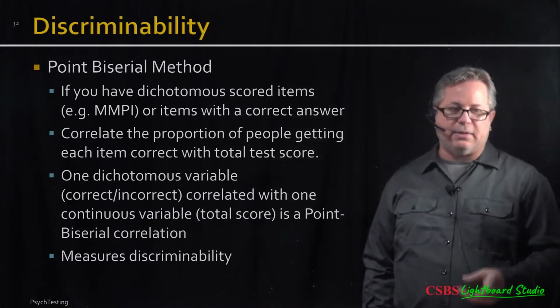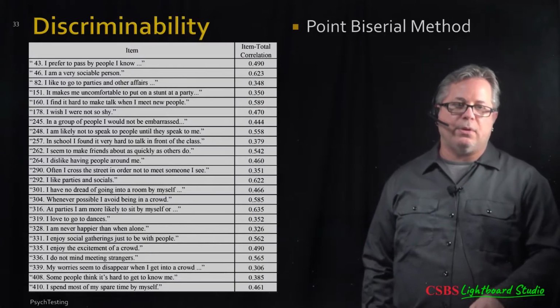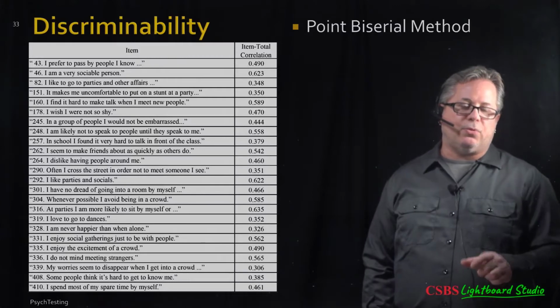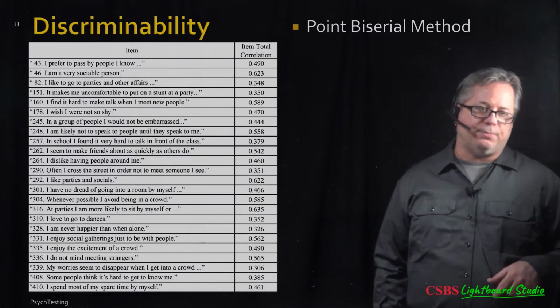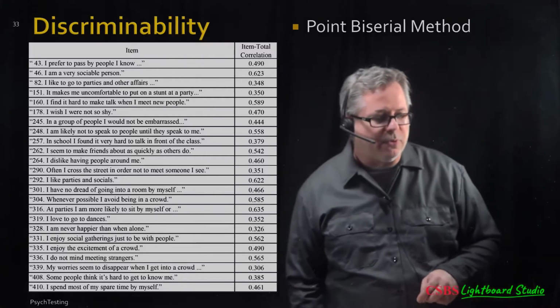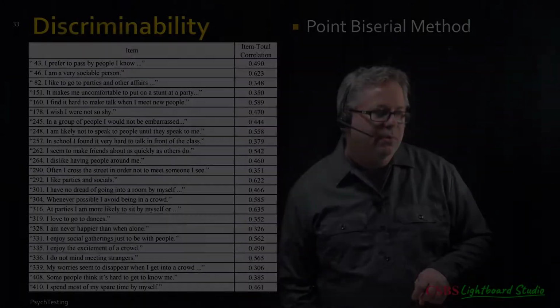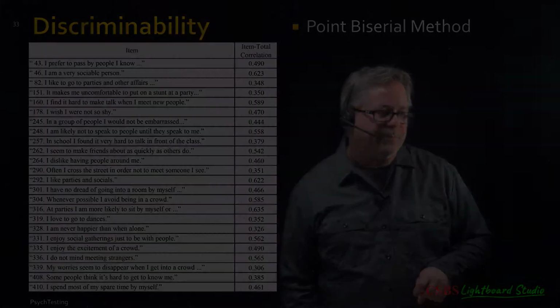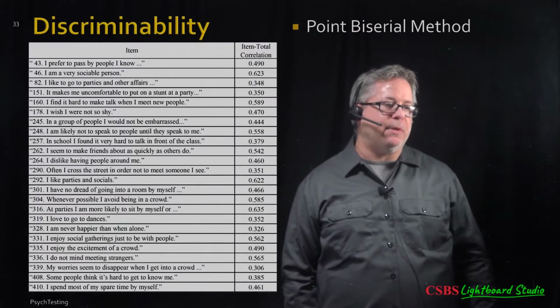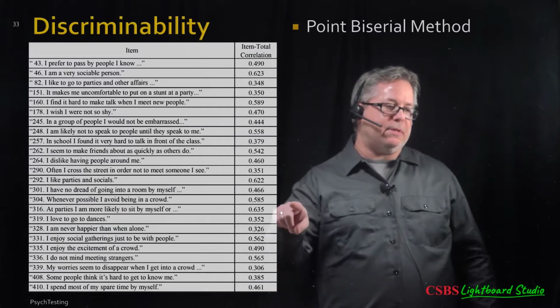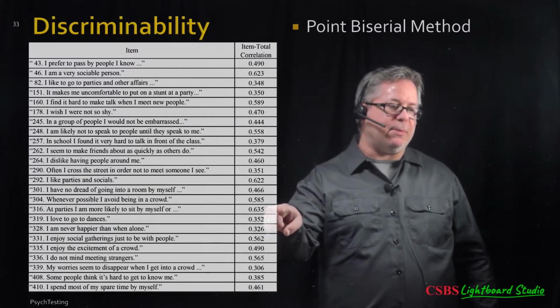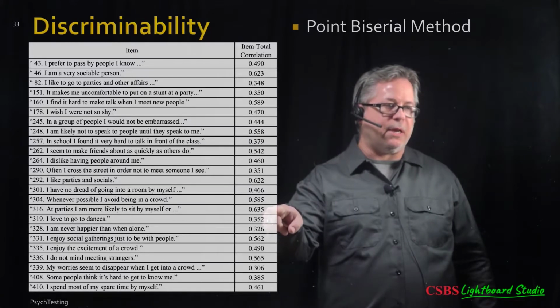To give you an idea, these are the same items, and I did an item total correlation between each item and the total. Okay, so what do you notice here? Which item seems to be the most discriminating? Exactly, it's the same item. So this method is capturing the same information. It's telling me that this is the most discriminating item.